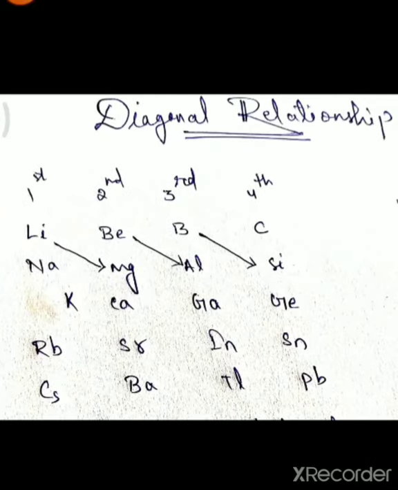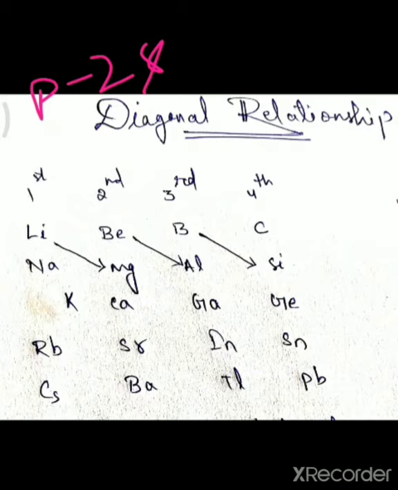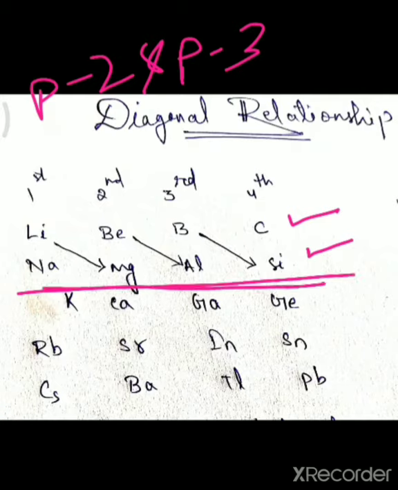Then another topic we will read is the diagonal relationship. This relationship we can see in period 2 and period 3. So some elements I have written from period 2 and period 3. We will see up to this much only. In some cases, lithium resembles magnesium, beryllium resembles aluminum, and boron resembles silicon.